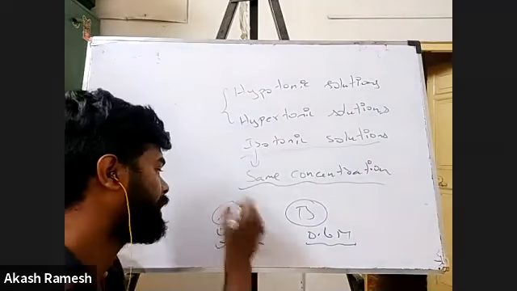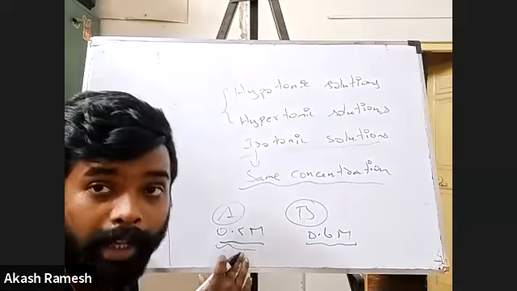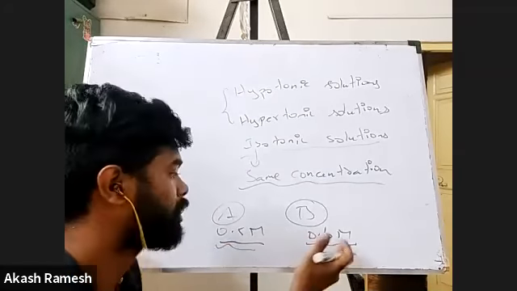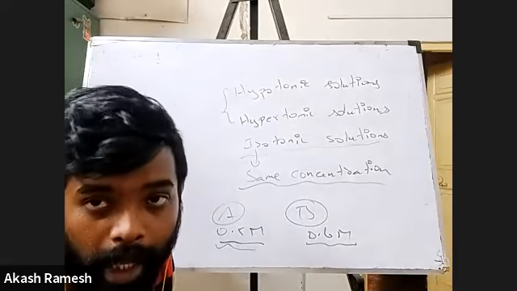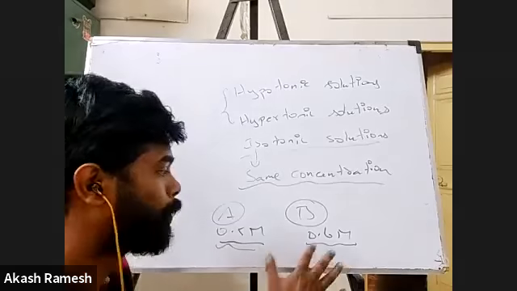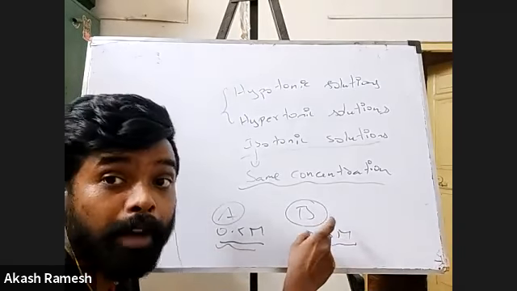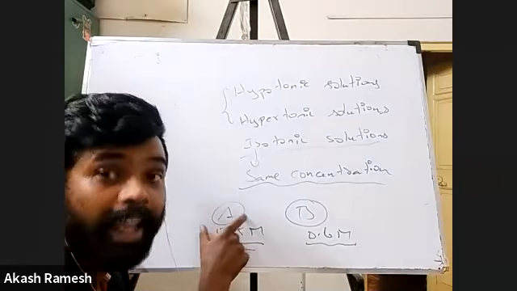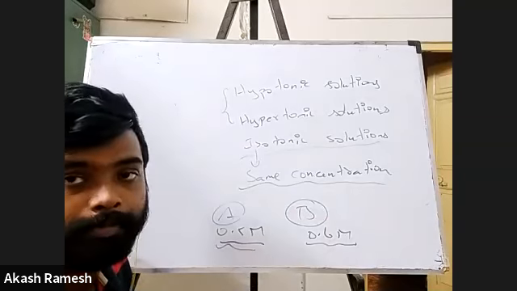Same way, I can tell that A is having lesser concentration, isn't it? So I can tell that A is going to be hypotonic with respect to B. Hope you understand, right? Hyper is higher, hypo is lesser. So 0.6 is higher, so B is hypertonic with respect to A. Same way, A is hypotonic with respect to B.